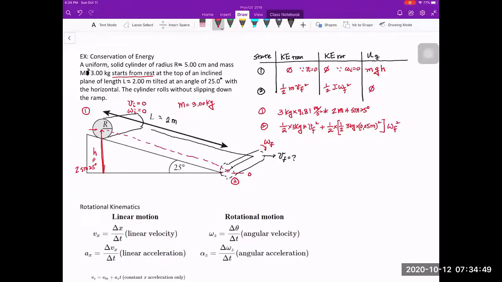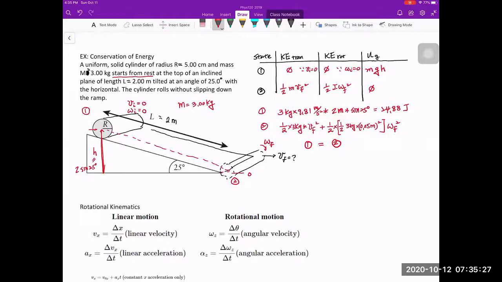If you look here, everything is known except the v sub f and omega f. That means you have two different things that you don't know. You make equation 1 equal to equation 2. If you calculate this one here, this one will give you 24.88 joules. The second one here is complicated because there's something that we don't know.